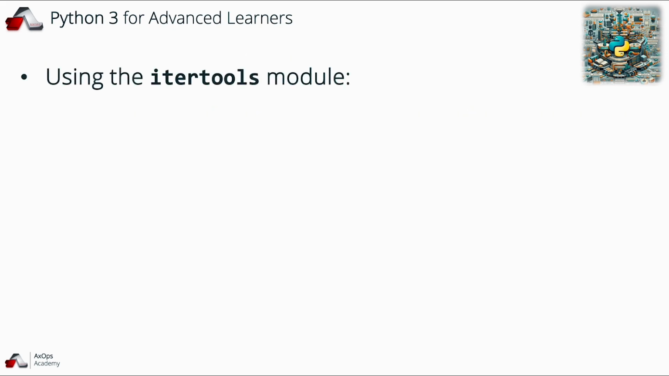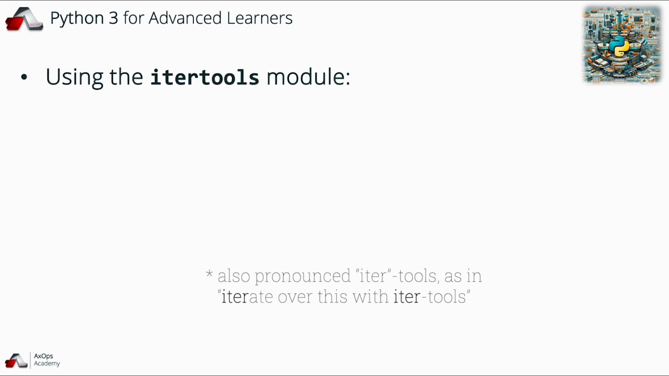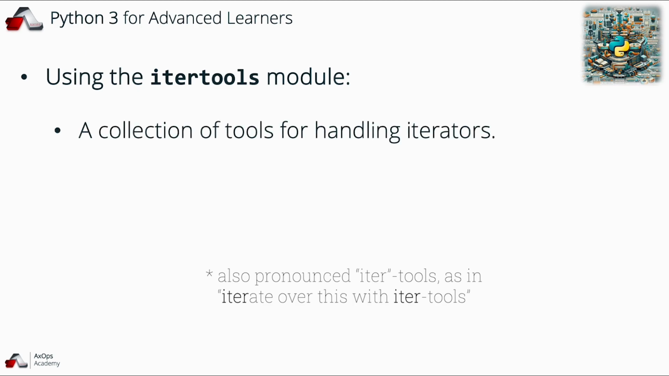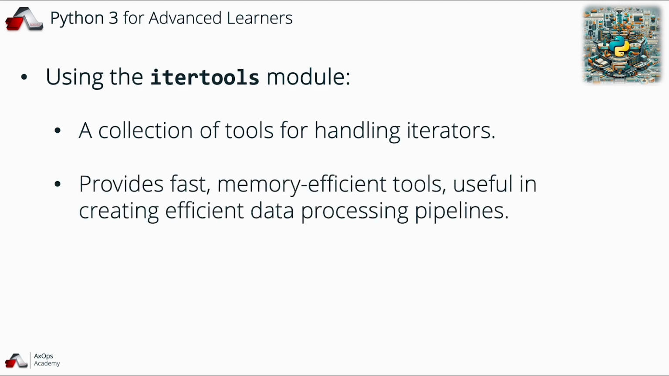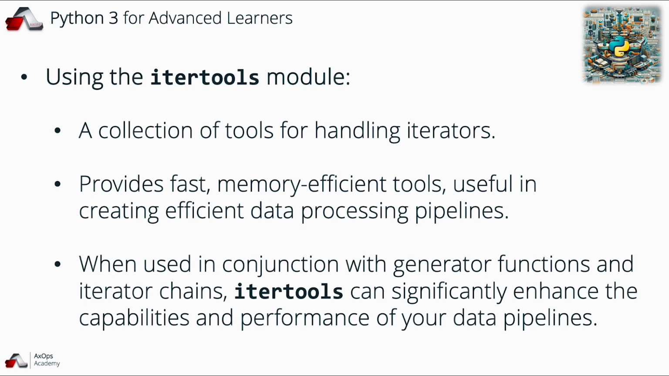Let's now talk about using Python's itertools module. The itertools module in Python is a collection of tools for handling iterators. It provides a suite of fast, memory-efficient tools that are useful in creating complex and efficient data processing pipelines. When used in conjunction with the concepts of generator functions and iterator chains that we've covered so far, itertools can significantly enhance the capabilities and performance of your code-based data pipelines.